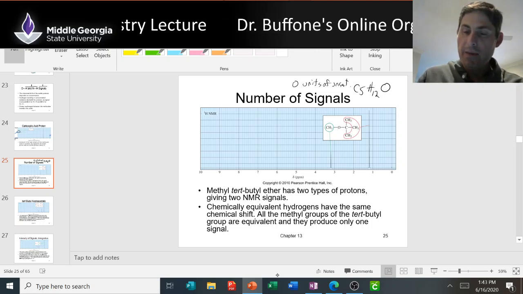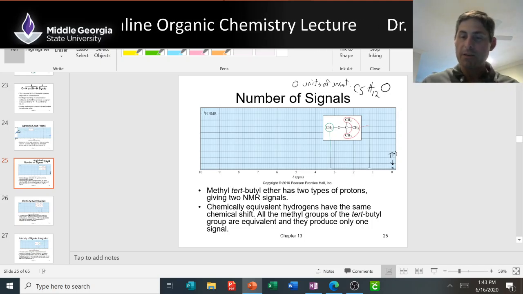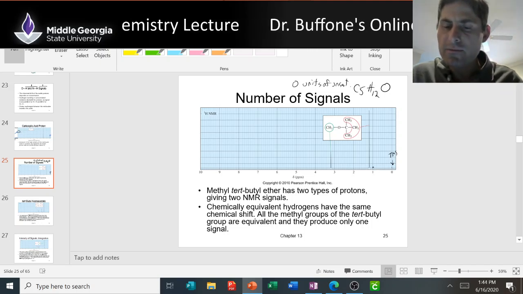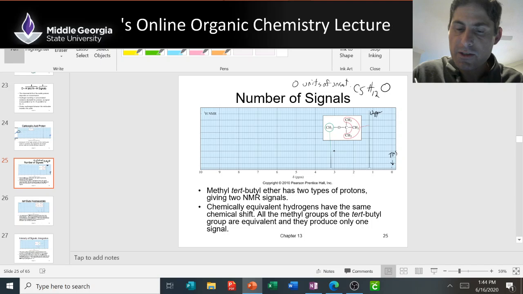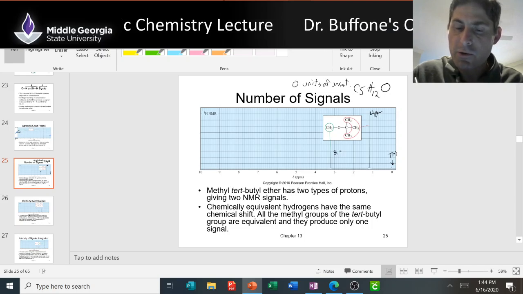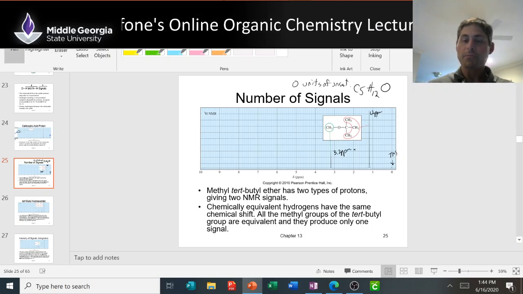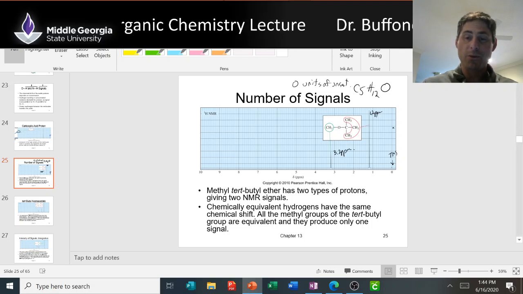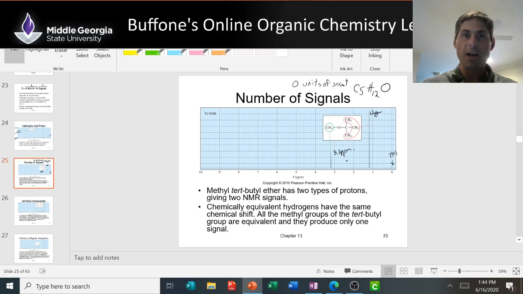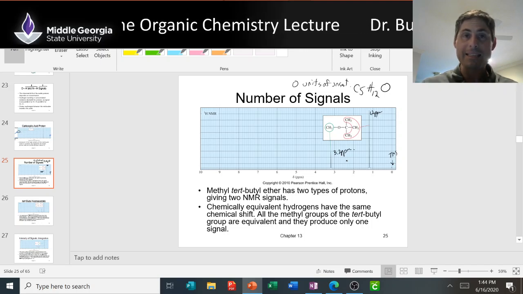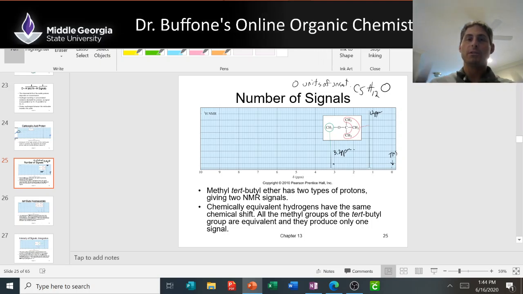Now, I get TMS here. It's just a little teeny blip at 0. That's TMS. And I get one signal at about 1.2 ppm, I'm going to guess, and then another signal at about 3.2. So, knowing that I have 5 carbons and 12 hydrogens and 1 oxygen, and I only have 2 signals, that tells me that there are a lot of protons that are equivalent to each other. And since there's no splitting, I have a singlet and a singlet, there are no protons that are neighbors.